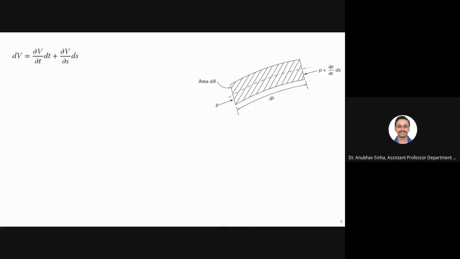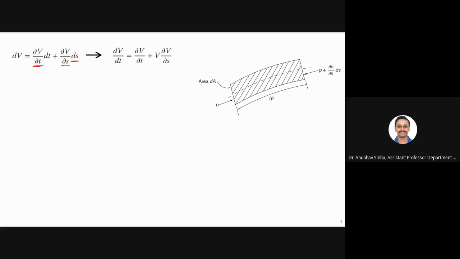So dv I can write in terms of, as I told, this is a 1D flow, so I need to consider only whatever varies with respect to the streamline in this direction, delta s. And to make it general, let us consider how velocity varies with respect to time, dv by dt, and dv by ds.